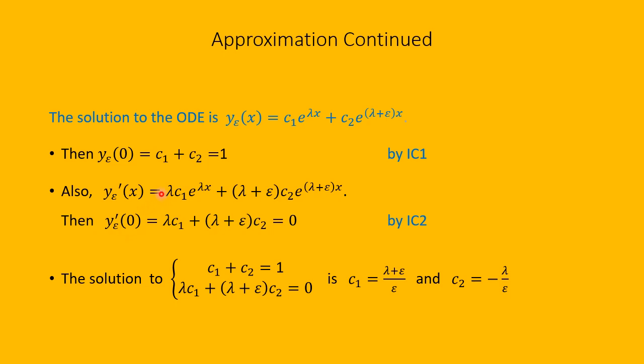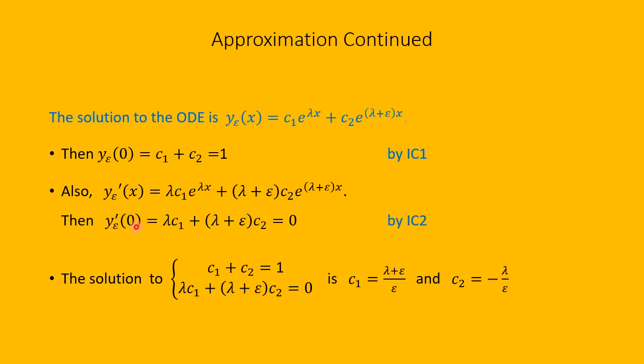So the first thing we need to do is to figure out the derivative of the function y sub epsilon of x. Differentiate this function of x up here with respect to x term by term, and we'll have to use the chain rule in differentiating these exponentials. So what we get is the derivative of y sub epsilon at x is lambda c1 e to the lambda x plus lambda plus epsilon c2 e to the lambda plus epsilon times x.